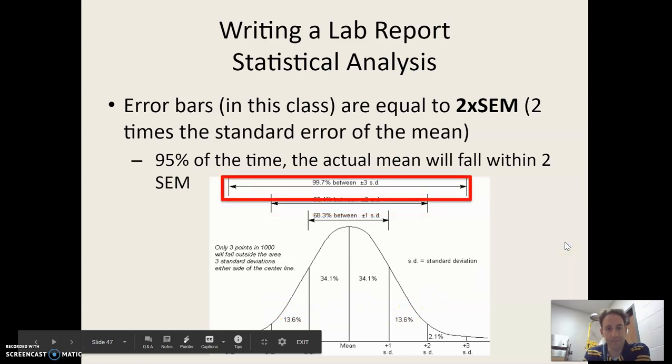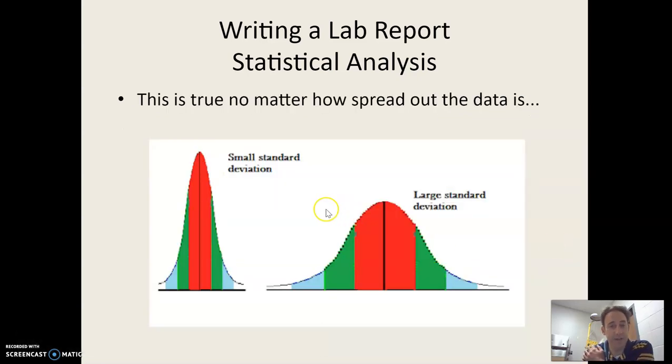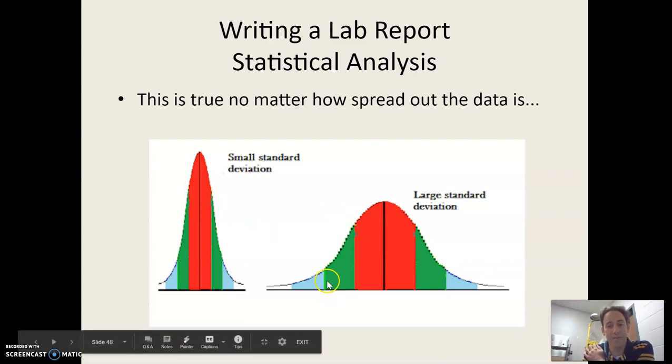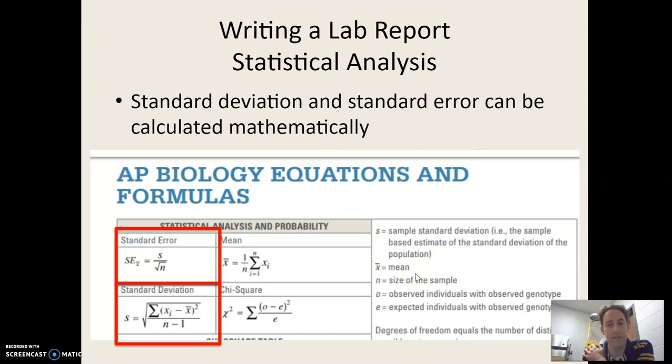Okay, and it's true no matter how spread out the data is. So if you have a relatively small standard deviation or relatively large, 95% of the time, the actual mean will fall within 2 standard deviations of that mean.